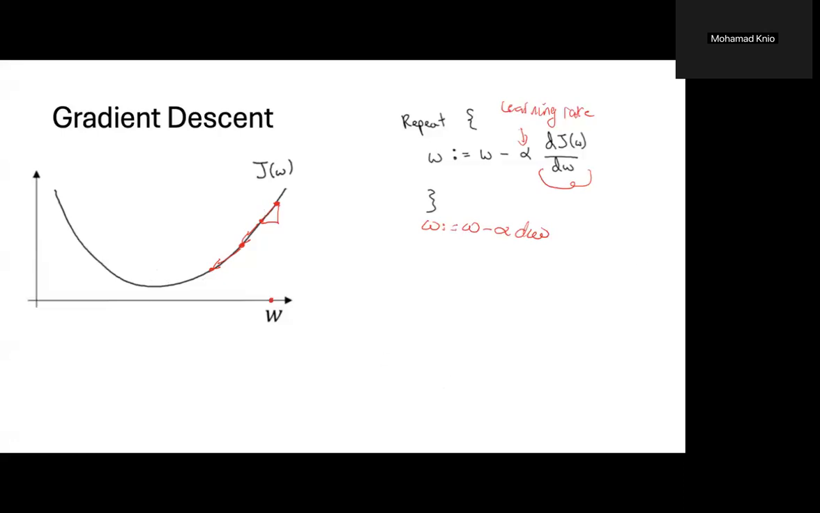Okay, and another example is if w was on the other side. So let's say it started here. Then at this point, the slope dJ(w)/dw would be negative. Okay, and so the gradient descent would make an update by subtracting alpha times a negative number, and so end up slowly increasing w. So you're making w bigger and bigger with successive iterations of gradient descent, because we started at a negative point.